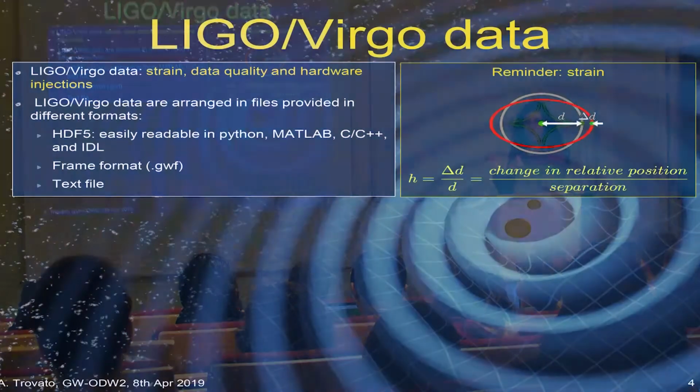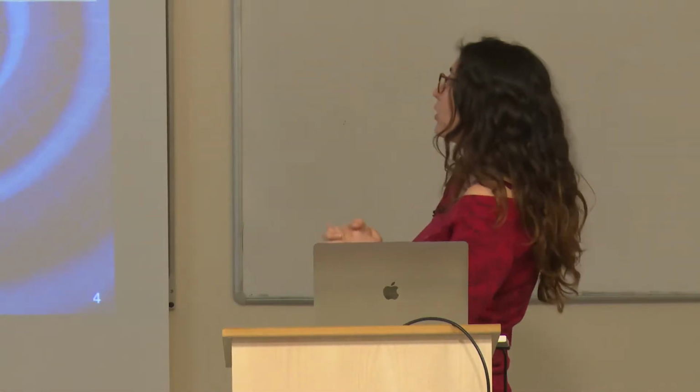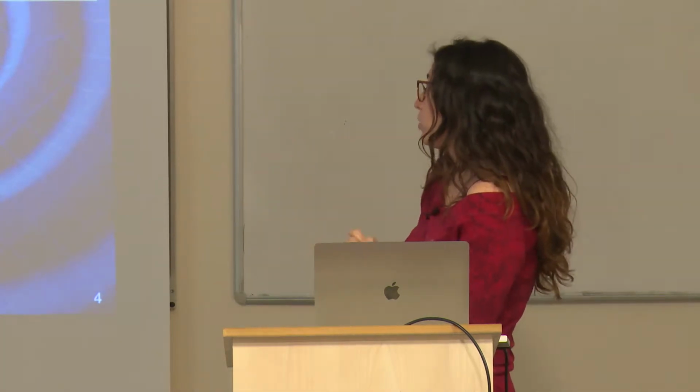So first of all, you have heard a lot about the strain, about this quantity, this H, which is the main quantity that we measure. But it's important for us to give the user also information about the data quality, as Alan has explained to you, and also about the hardware injection.